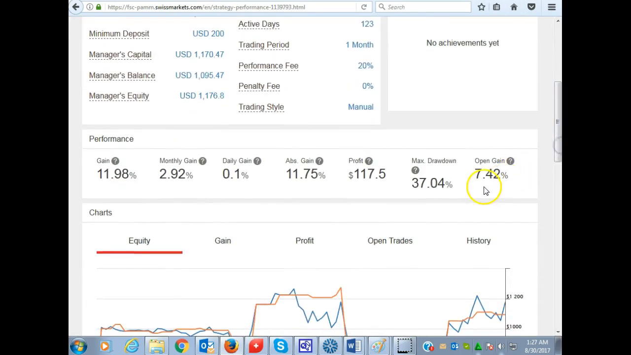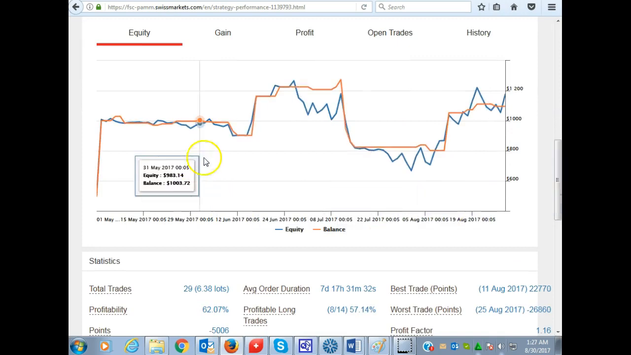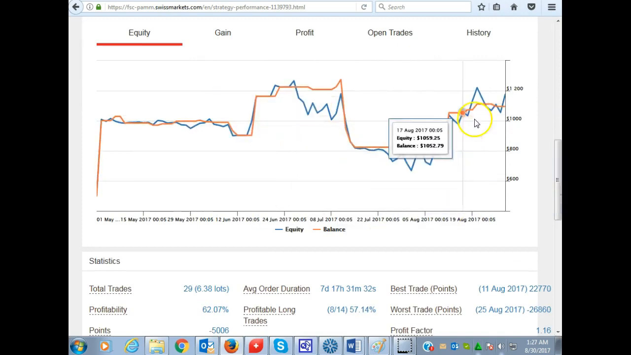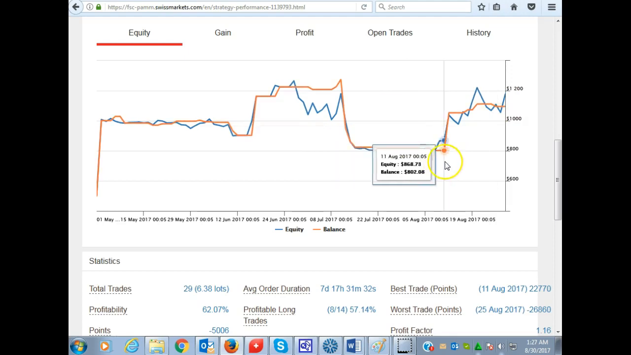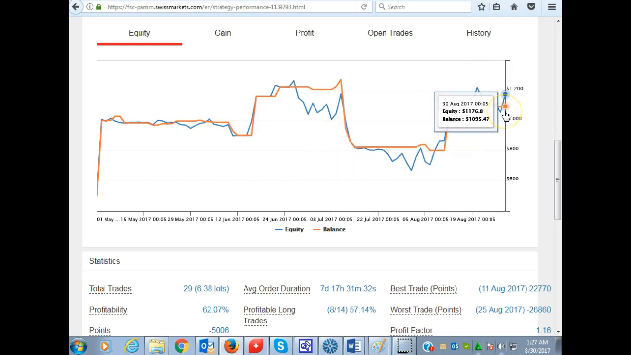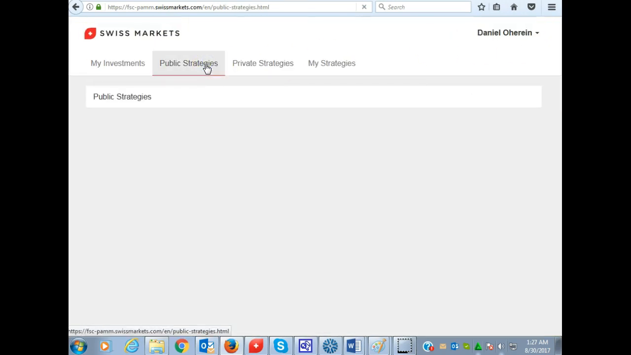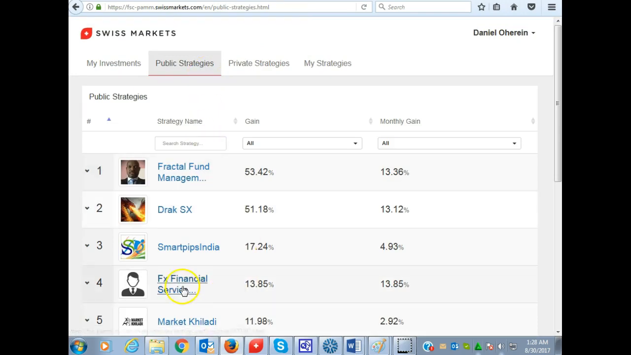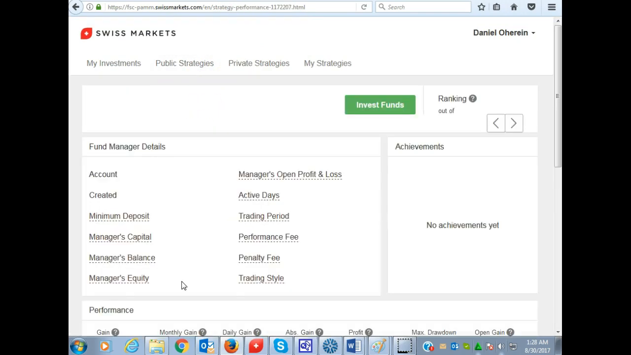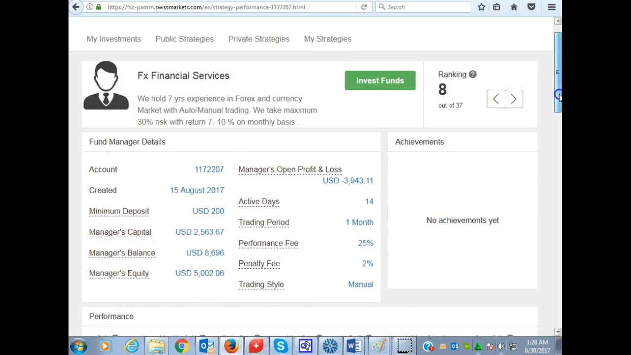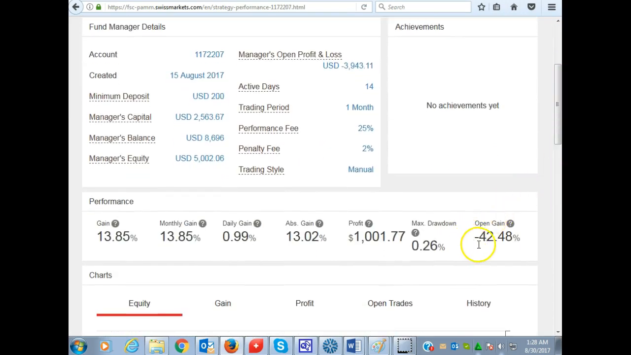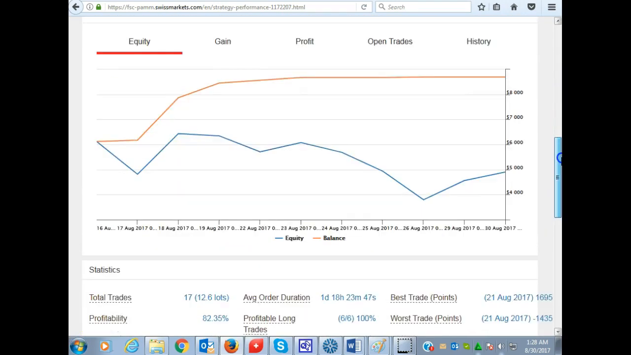The statistics of this is very good, except it's very zigzag. It's not consistent. It's going up today, tomorrow it's going up, today it's going down. But this person also tries as much as possible to keep the balance and his equity very, very close. If you go to the next one quickly, let's see, FX Financial. You look at the statistics quickly. He is having minus 42.48. This is a very high risk trader as well. You can see the difference.